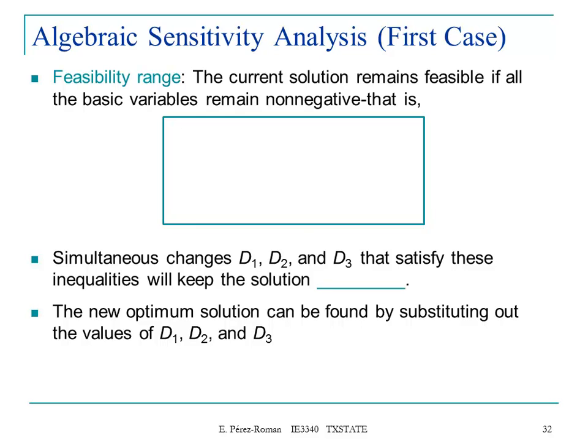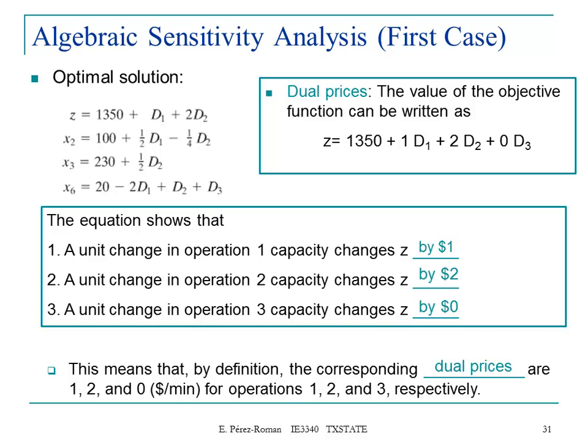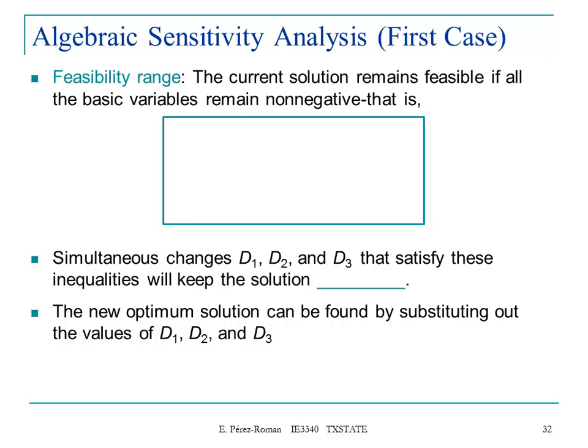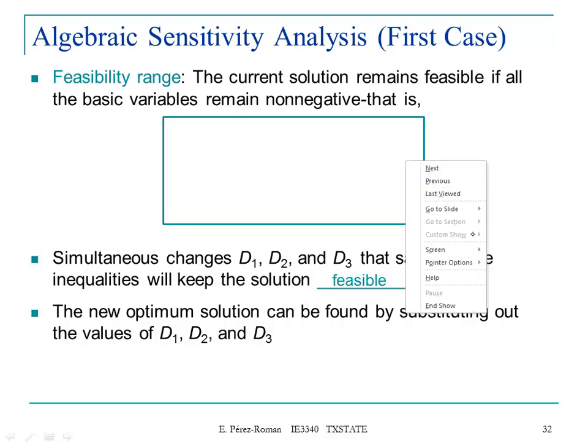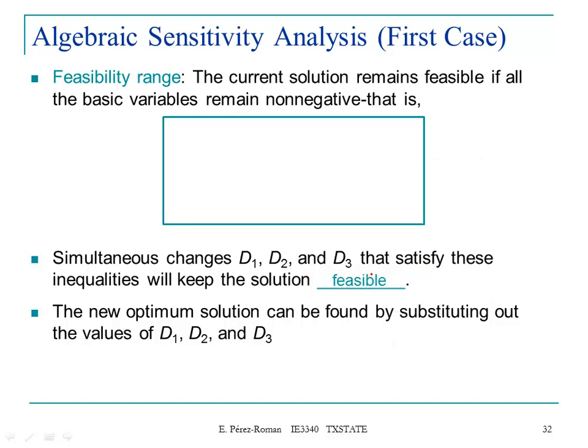So the current solution remains feasible if all the basic variables remain non-negative. So we have our basic variables, x2, x3, and x6. Your basic variables are coming from here, x2, x3, and x6. So in order for the current solutions to remain feasible, they need to be greater or equal to 0, or non-negative.